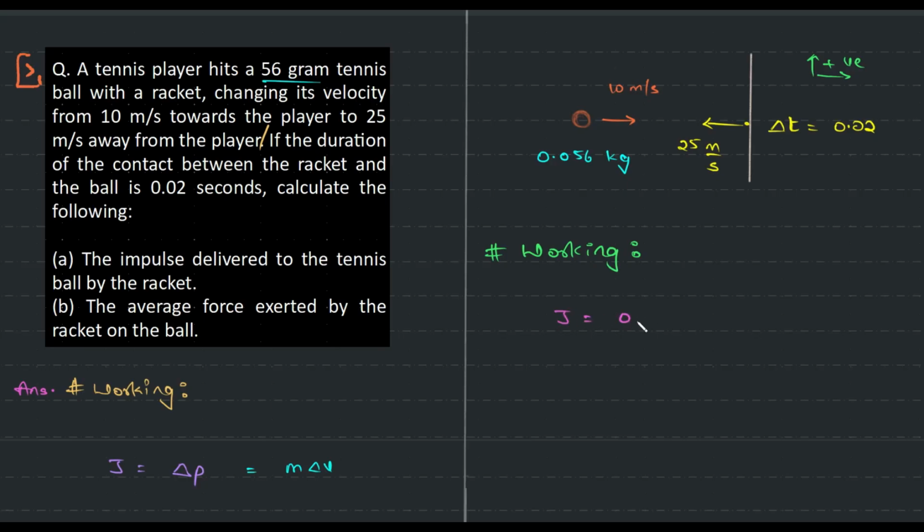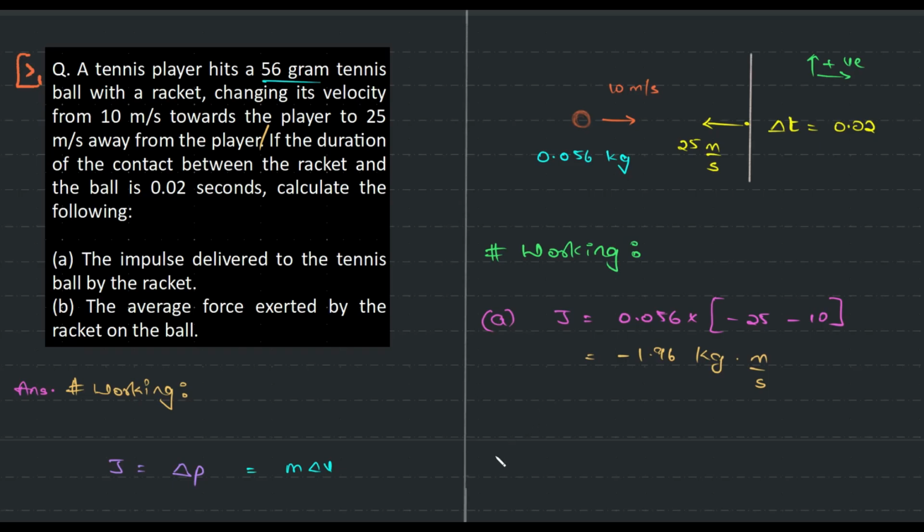So momentum is given by mass. I have already written the formula, so I'll go with this. We need to figure out the impulse: mass times final velocity, which is minus 25, minus initial velocity, which is minus of plus 10 actually. So this will be minus of 35 and that value, whatever that is, 35 into 1.96 kg meter per second.